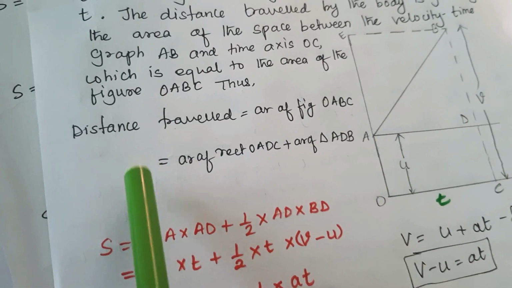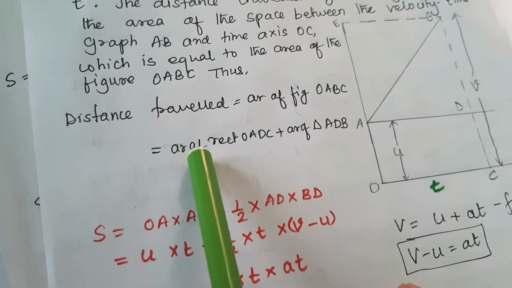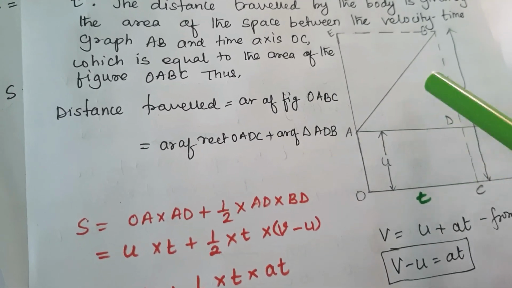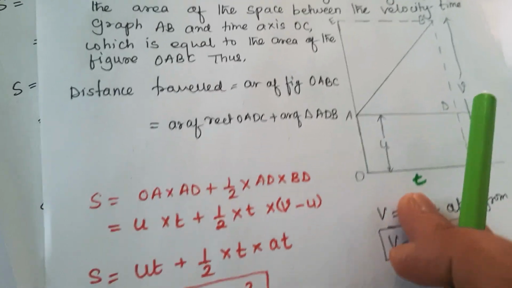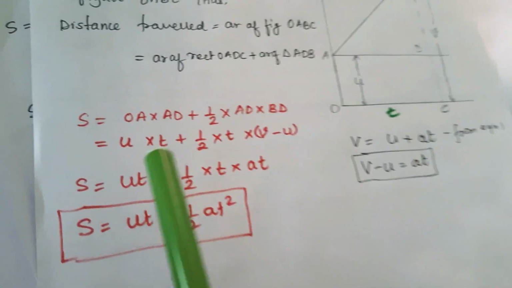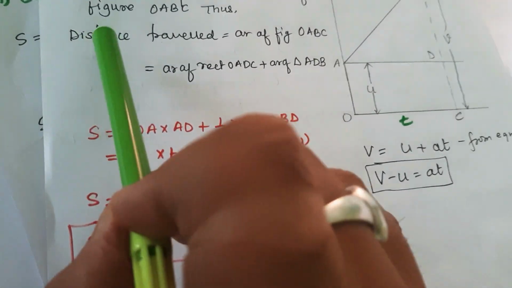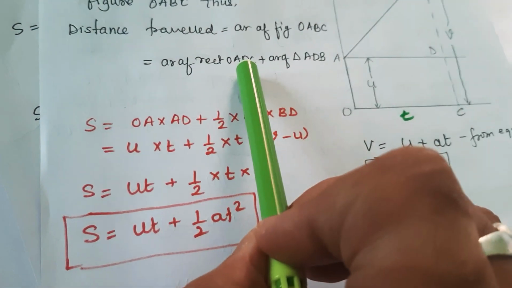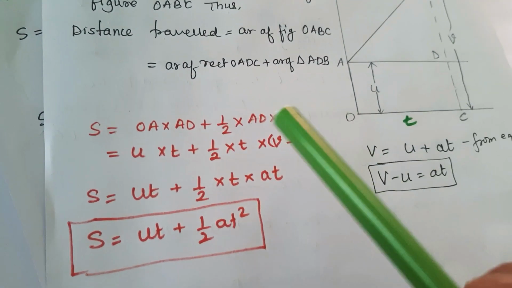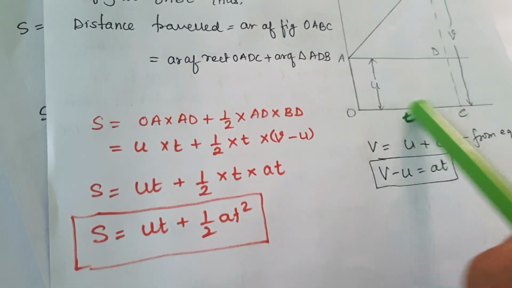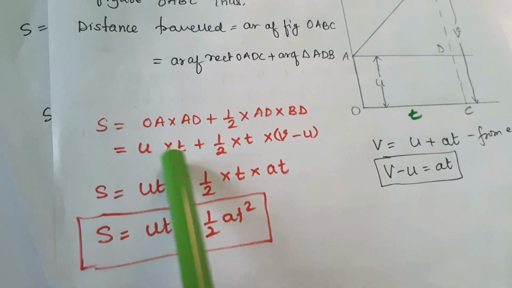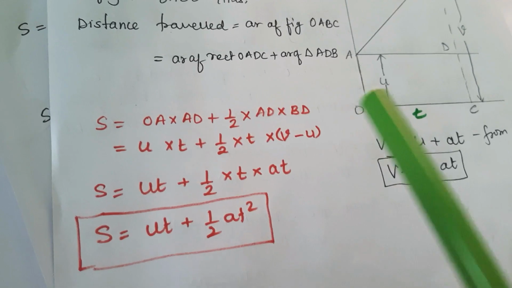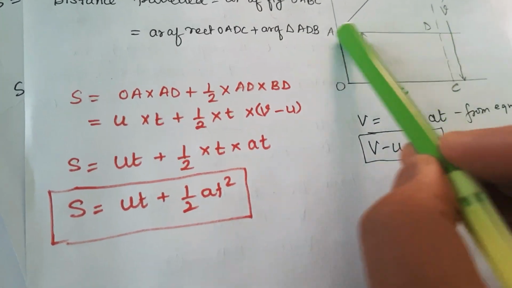So it is the area of rectangle plus the area of triangle. If I put the values of these two, I will get the second equation. Distance traveled is equal to the area of rectangle, length into breadth. So this is your breadth, this is your length, U into T, plus half into AD. Where is our AD? This is our AD.